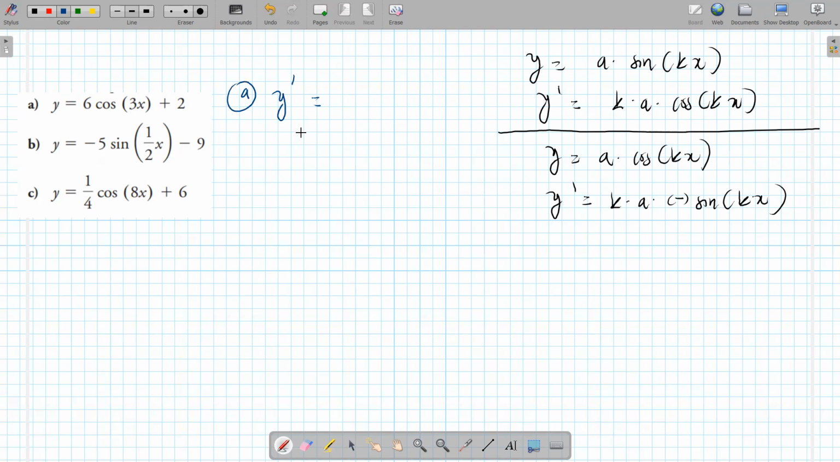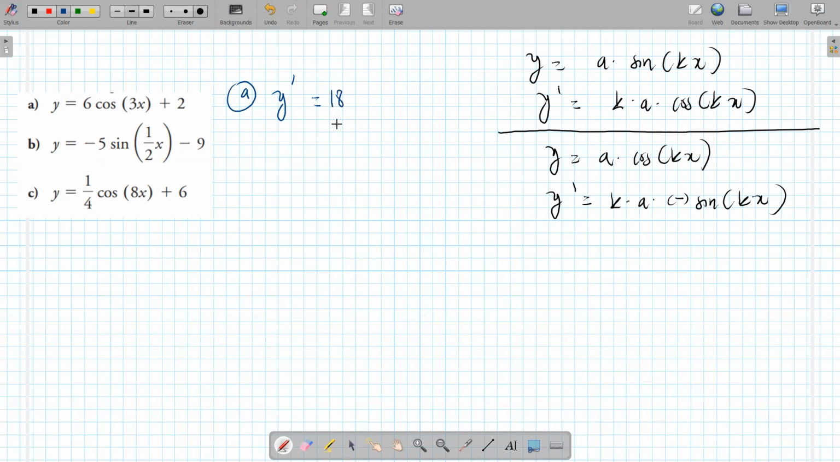Use the formula there that's on the side. We're doing A. It's a cosine function. It'll become something else. You bring out the 3. You're going to multiply that with the 6, right? You get an 18.